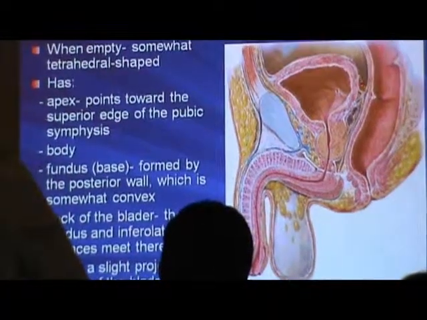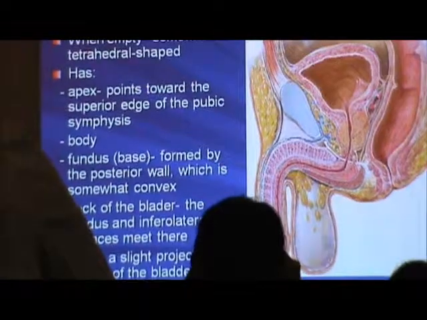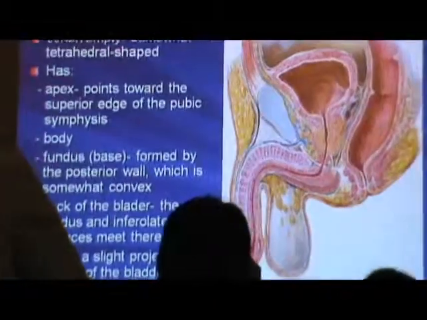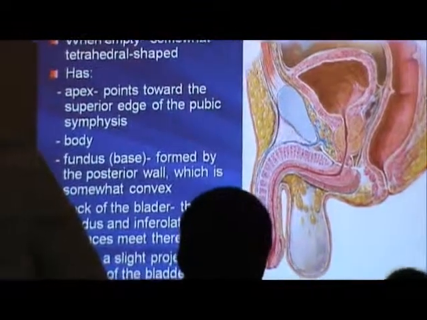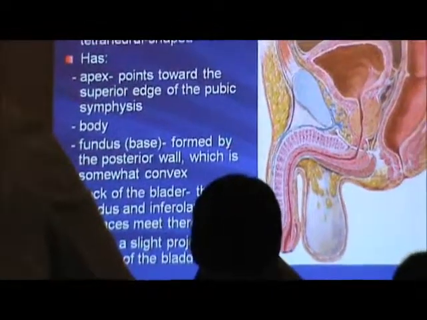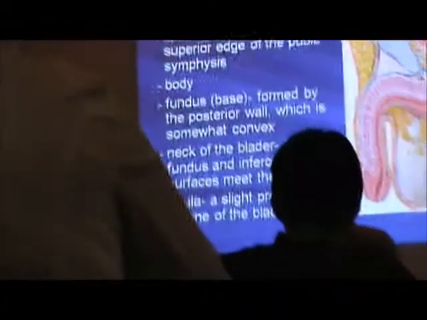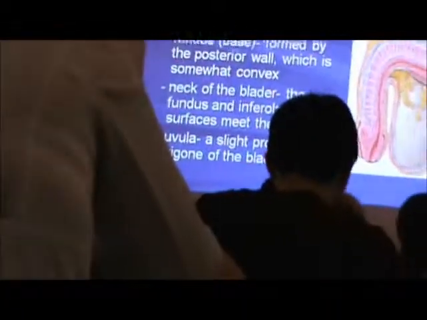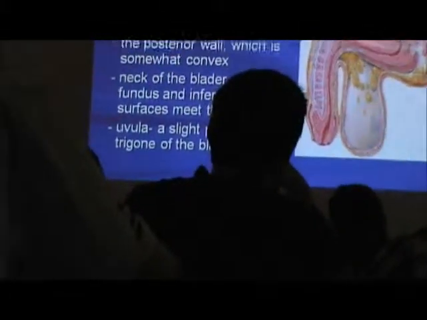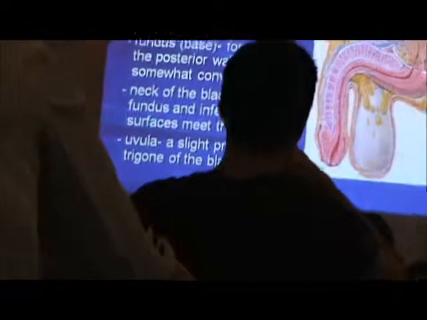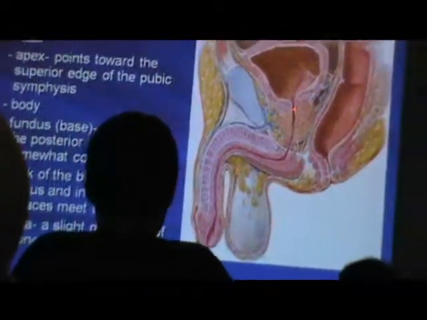Next, it's the body of the urinary bladder. Then the fundus, the base, which is formed by the posterior wall and which is somewhat convex. The neck of the urinary bladder is where the fundus and inferolateral surfaces meet. And the uvula is a slight projection of the trigone of the bladder.